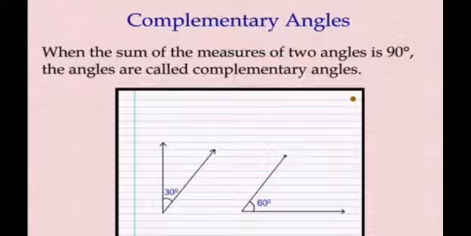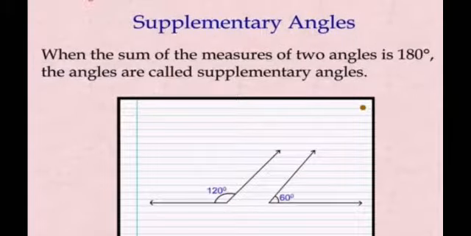Complementary angles. When the sum of the measures of the two angles is 90 degrees, the angles are called complementary angles. You can see in the figure, one angle is 30 degrees and the other is 60 degrees. The sum of both the angles is 90 degrees.